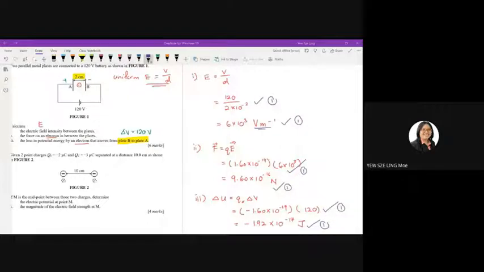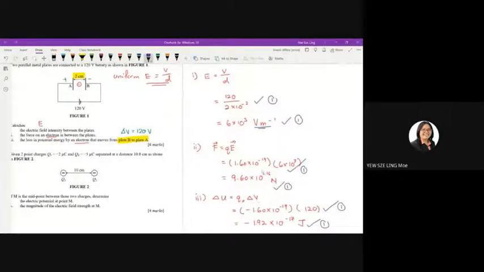Now let's go back to question number 2. There's one thing that I forgot to mention: how to determine the sign for this charge? For the Q, if you have a question that involves F and E, and it asks you to determine the value of the charge Q, how are you going to tell whether it is a positive or a negative charge? Then you look at the directions of the force and the electric field.